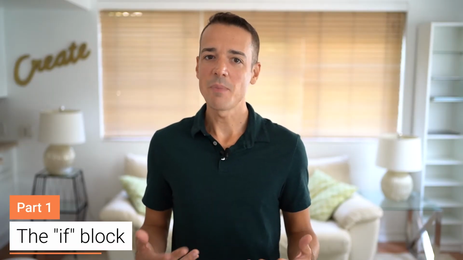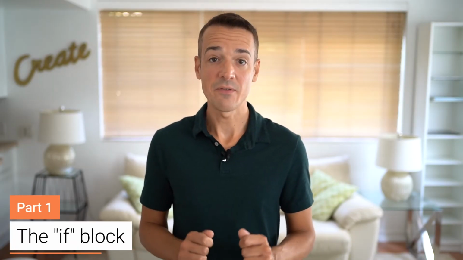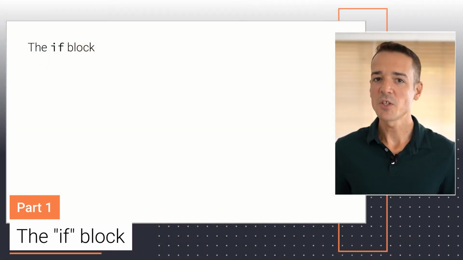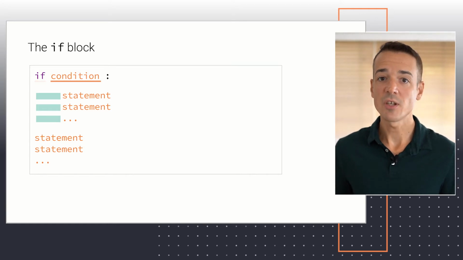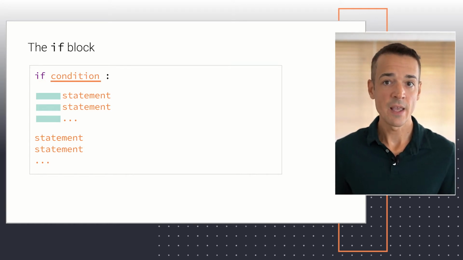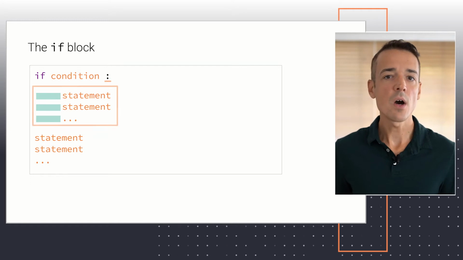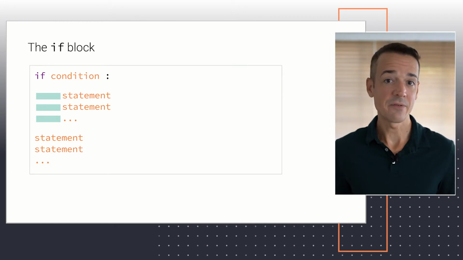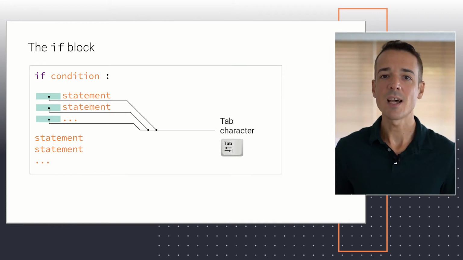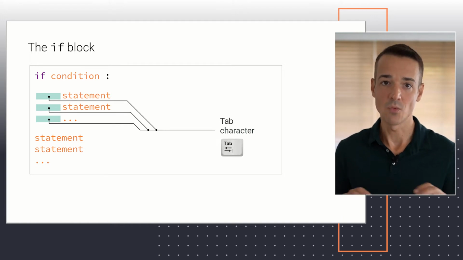Conditional execution in Python is mainly supported by the if statement. In its simplest form, the if statement has the following syntax: keyword if, followed by a condition in the form of a Boolean expression, a colon character, and 1 or more lines of code to be executed if the condition is true. All lines of code in the body of the if statement must be prepended with a tab character, and we say that these lines are indented 1 level.